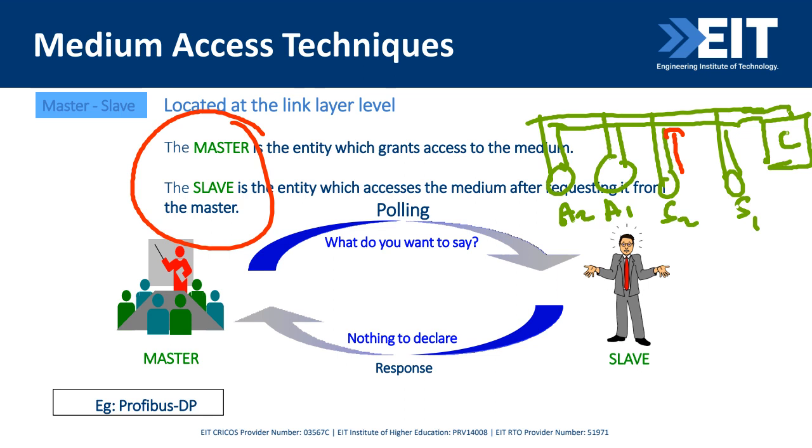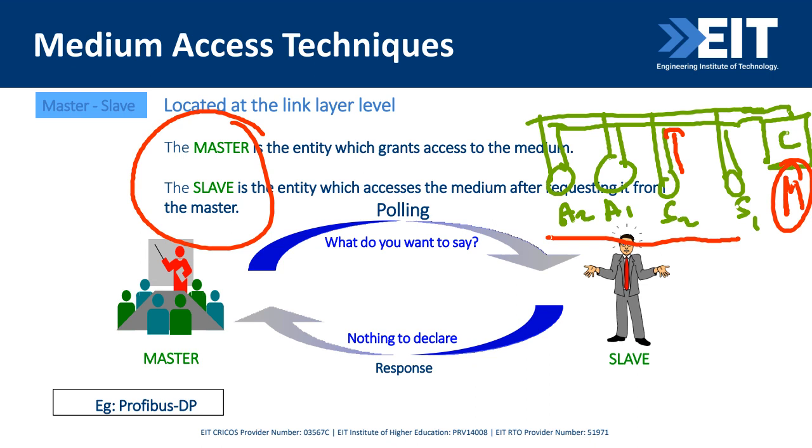Everything else will be a slave. It's only the master who will be deciding to ask the slaves to get them information or to give them information. So a slave on its own cannot initiate the communication. We avoid, in this case, the problem of two devices trying to communicate at the same time.